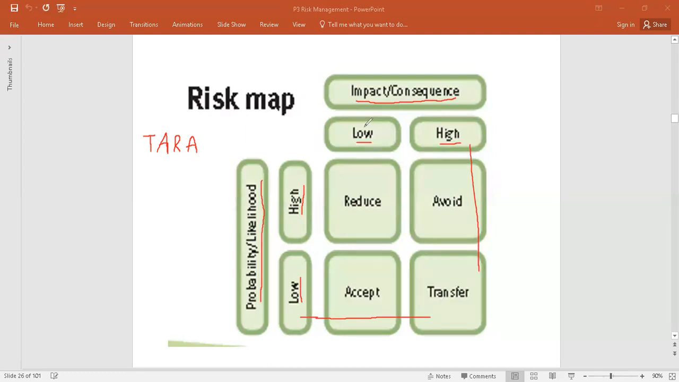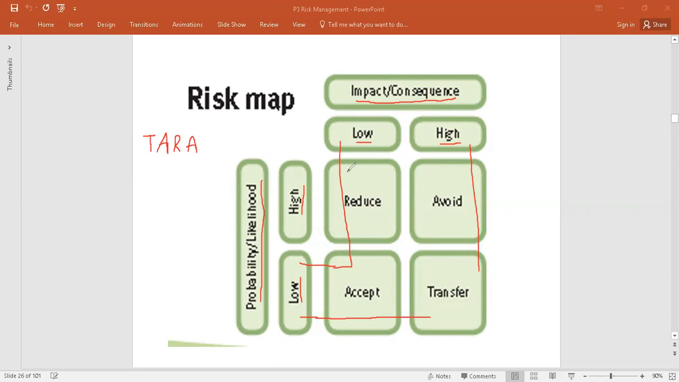If both of them are low, the happening of it is low. When it happens, the impact is also low. So we need not be worried about it. Very rarely they would happen, and when they happen, the impact is also low. So accept it, because not much would be the consequences. Minimum consequence, accept it.